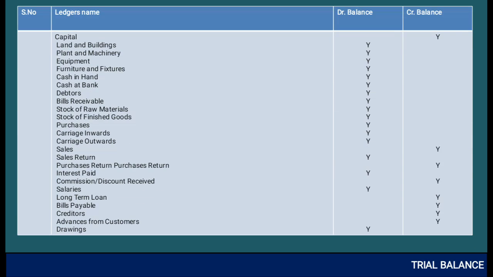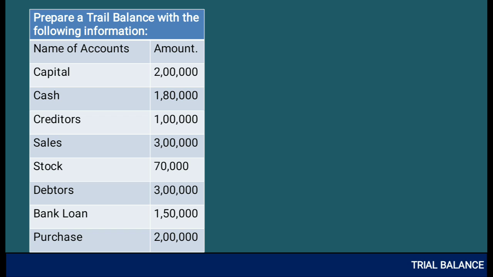So next we have to start with a question. Here we have a question: prepare a trial balance with the following information. We have the following information, and on the basis of the given information we have to prepare our trial balance. Here as we can see, we have capital, cash, creditors, sales, stock, debtors, bank loan and purchases.